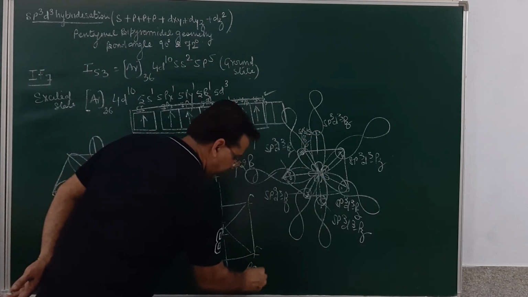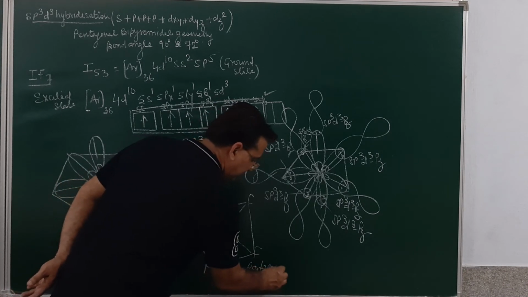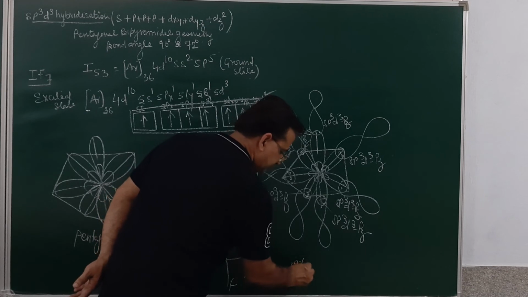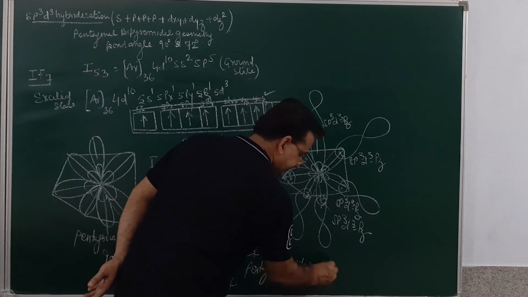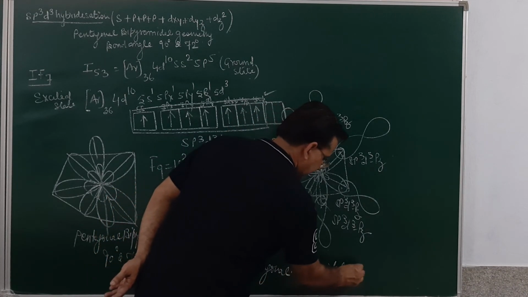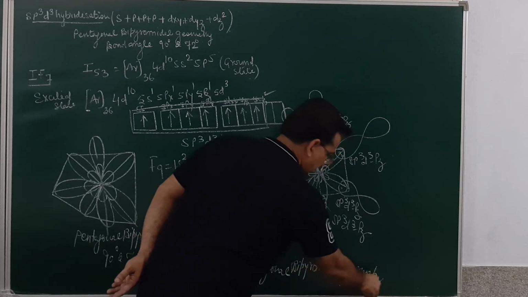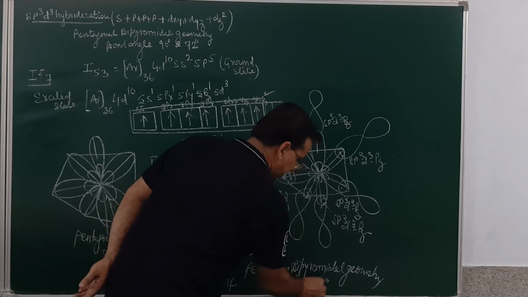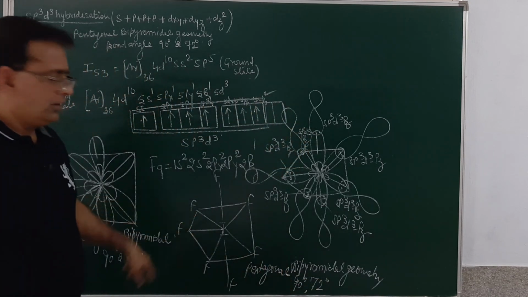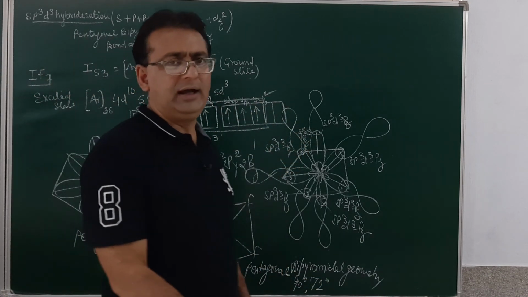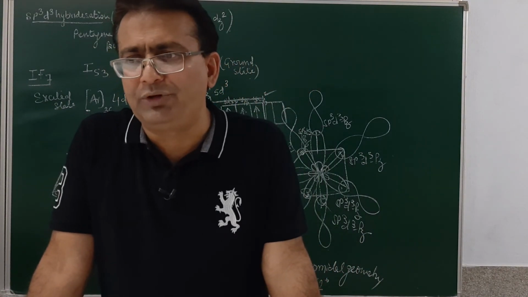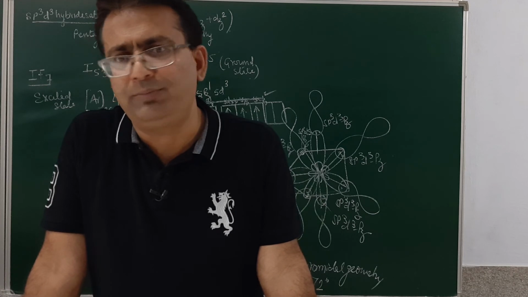sp3d3-pz will acquire pentagonal bipyramidal geometry. You may see over here, pentagonal bipyramidal geometry with a bond angle of 90 degrees and 72 degrees. The question may be asked, why are axial bonds longer than equatorial bonds? Due to greater repulsion at the axial position than at the equatorial position.